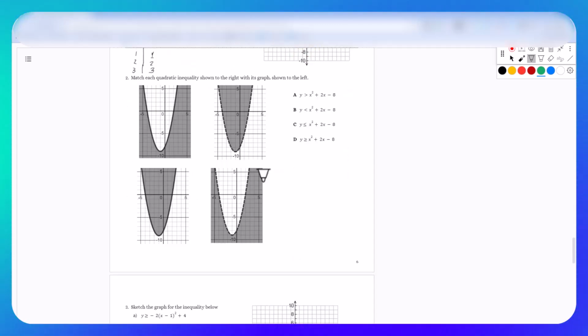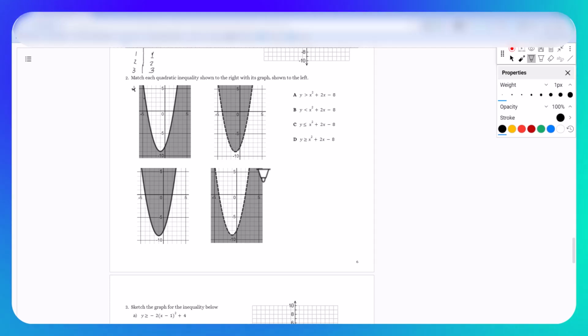Okay, in this question, we're being asked to match the quadratic inequality shown to the right with its graph shown to the left. Well, let's look at some of these graphs and see if we can determine some very important characteristics. Let's look at this graph right here. Well, here I can see, and I'm just going to change the thickness of my pen a little bit because it's hard to see.